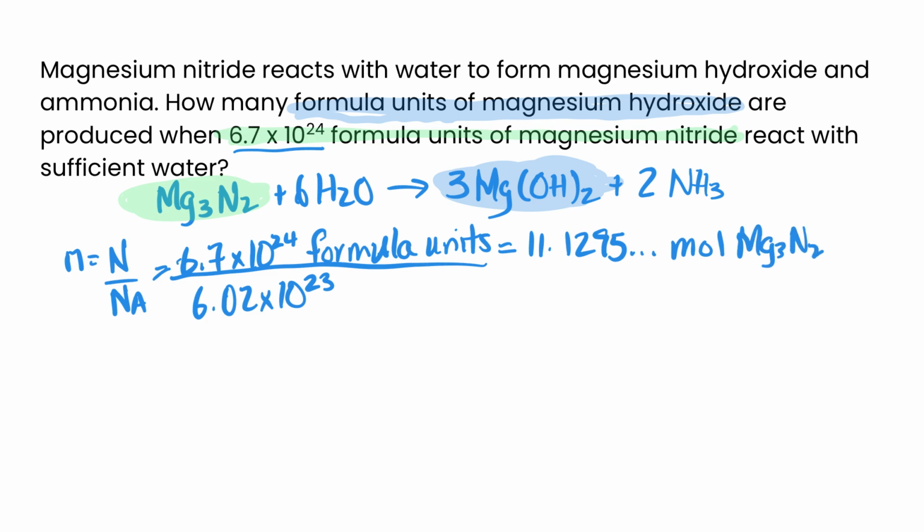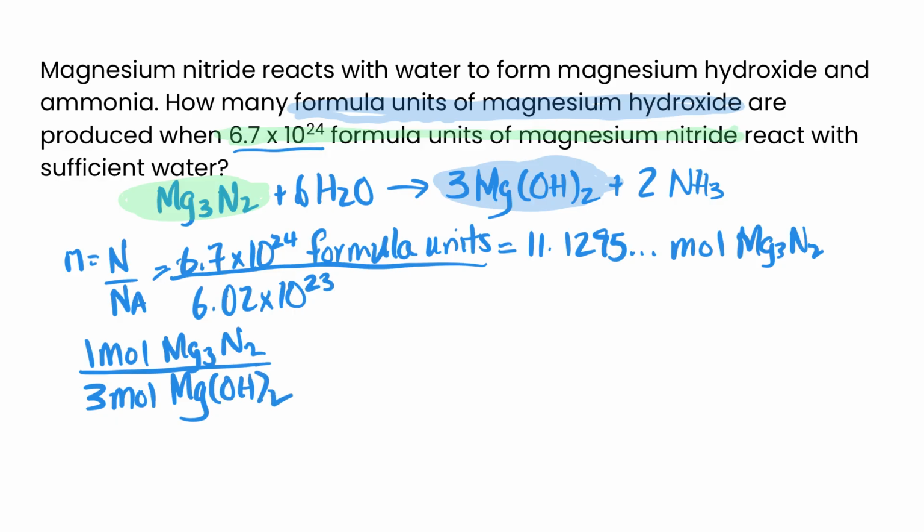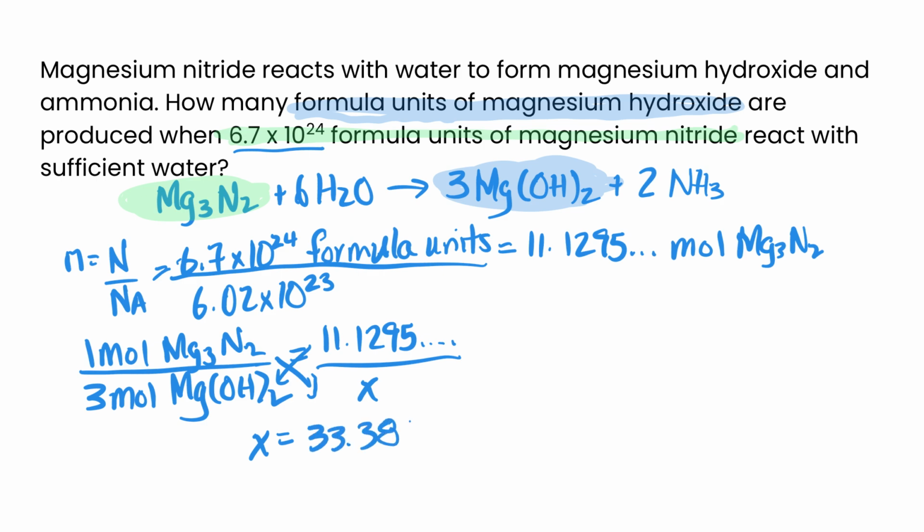Okay, next step, setting up our mole ratio. We got 1 mole of magnesium nitride and 3 moles of magnesium hydroxide. And then that equals to the 11.1295 moles of the magnesium nitride over X. If we cross multiply, 1X is 3 times 11.1295, which is going to equal to 33.3887, so on. And that is going to be our moles of magnesium hydroxide.